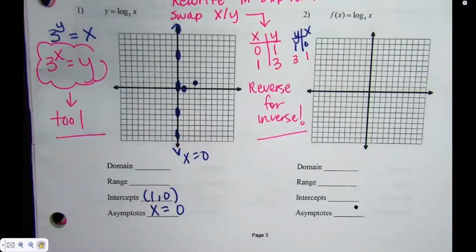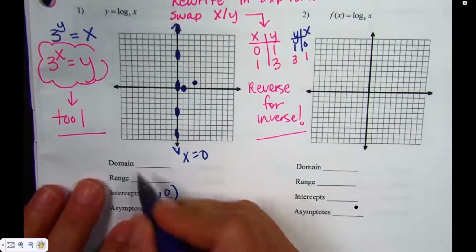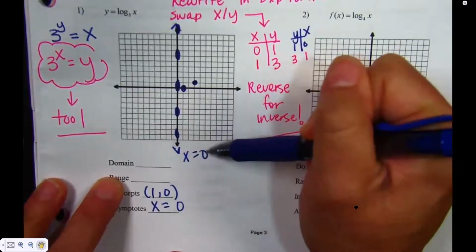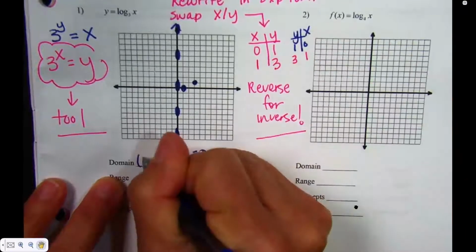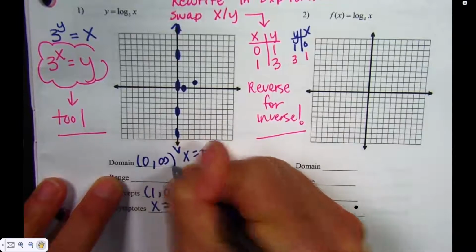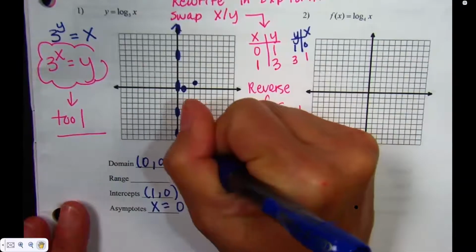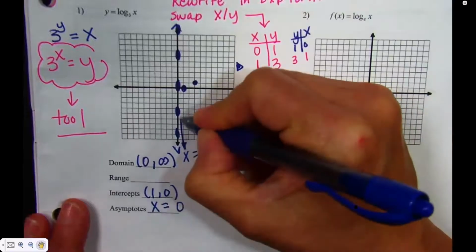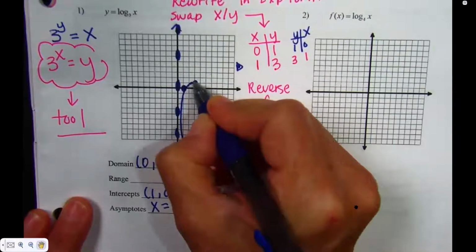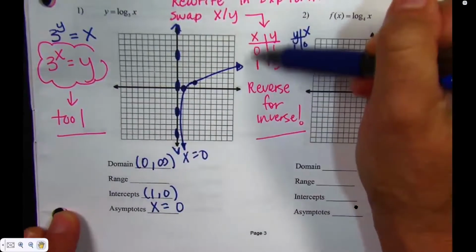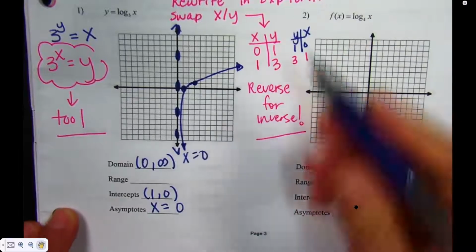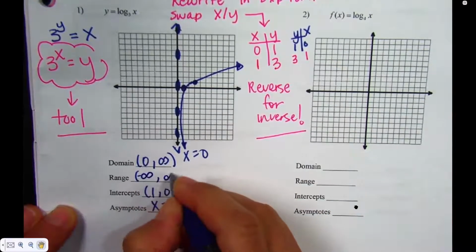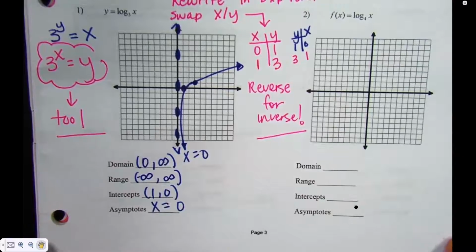But also you need to remember that your domain is going to be restricted. If you see, you have a boundary right here. So the domain is going to be from 0 to infinity. But when I connect my arrows on this graph, my graph is going up forever. It's also going down forever, which means the range is negative infinity to positive infinity.